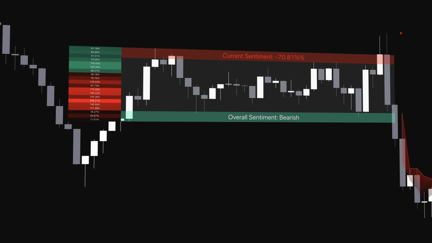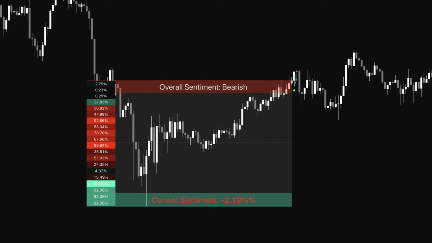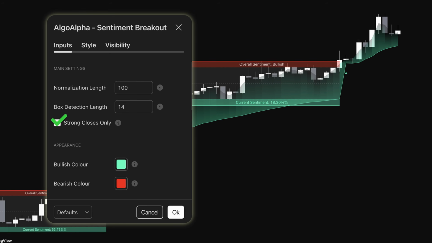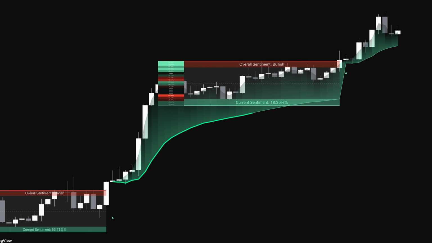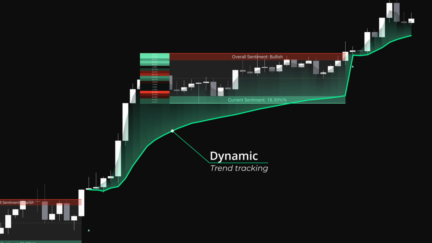on volume concentration, displaying current sentiment percentages for the price level where the asset trades, showing both localized sentiment and overall channel bias. Upon breakout beyond channel boundaries, with optional strong close filtering, the channel disappears, and the system initiates dynamic trend tracking using moving averages, plotting support lines for bullish breaks, and resistance for bearish ones.